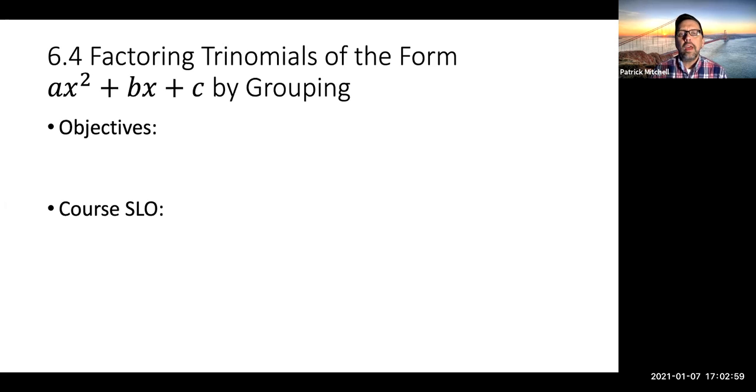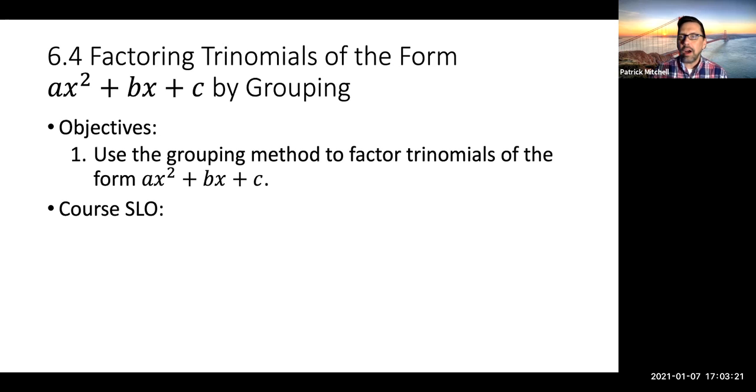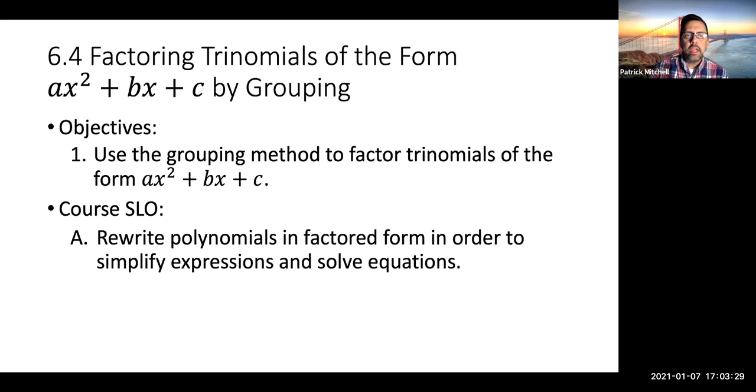And for those of you who have taken algebra before, in high school, for example, it's likely that this is the method you might have learned. A lot of people do prefer this method because it's a little more systematic, a little bit less guessy, as I like to say. All right, so that's the only objective in this section. Use the grouping method to factor trinomials of the form ax squared plus bx plus c. And we're still working on the same student learning outcome that we've been working on throughout this chapter.